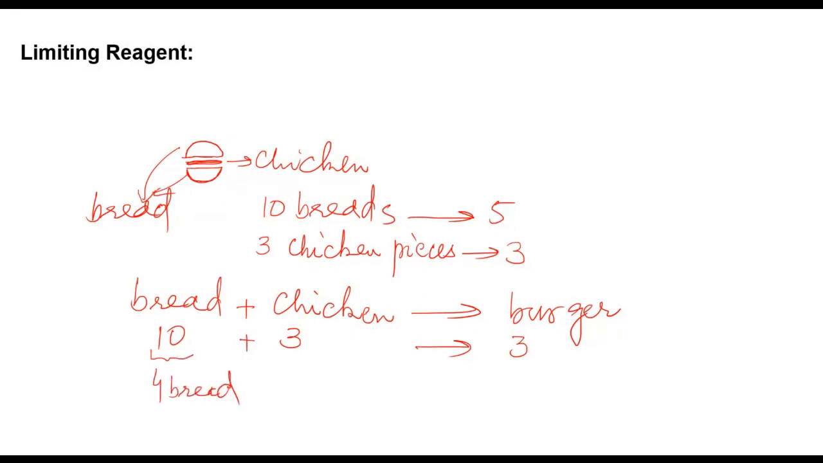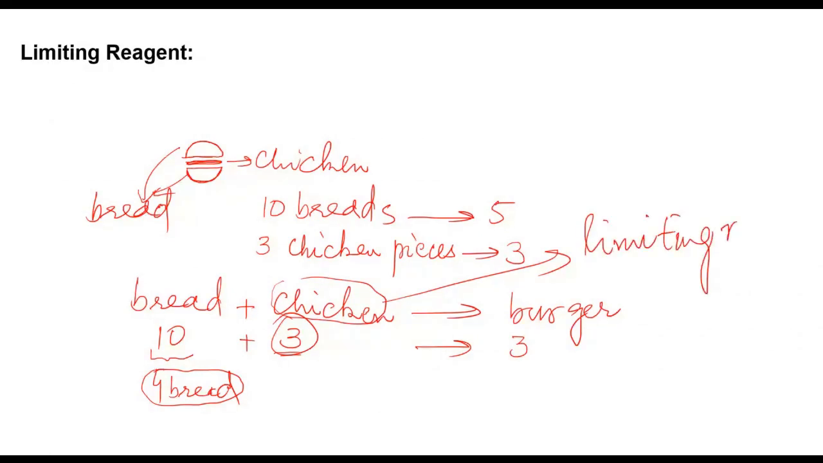Okay, students, now, but still you have 4 breads left because with the 3 chicken pieces, we don't have more chicken. Yes. But still we have 4 breads. Now listen. That substance which is used up first, which is finished earlier, that is called limiting reagent or reactant. Now these chicken pieces are finished up earlier. Before we have still breads, but these chicken pieces are finished, so this chicken is called limiting reagent.